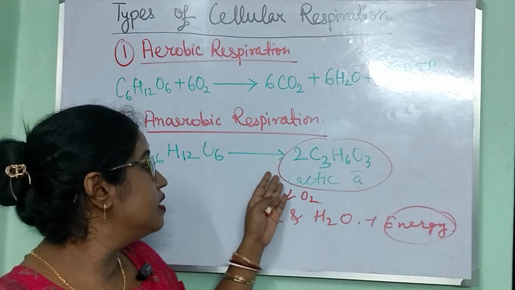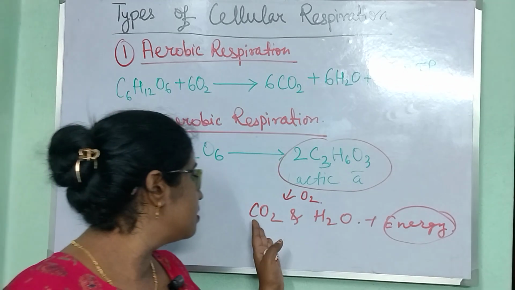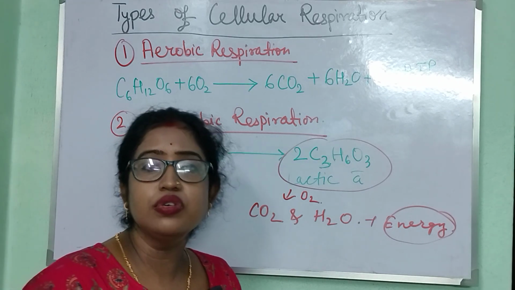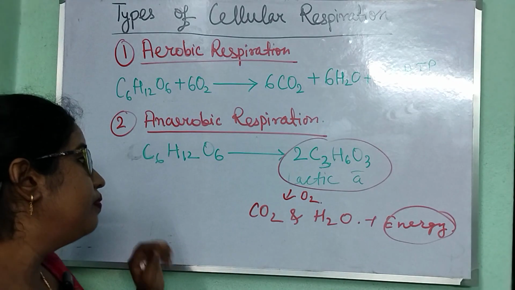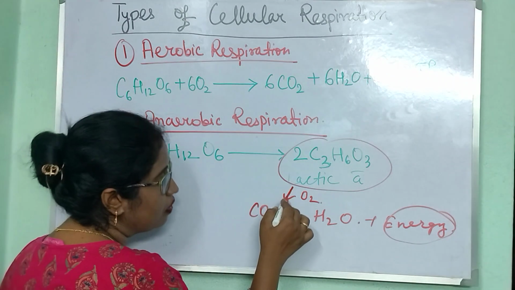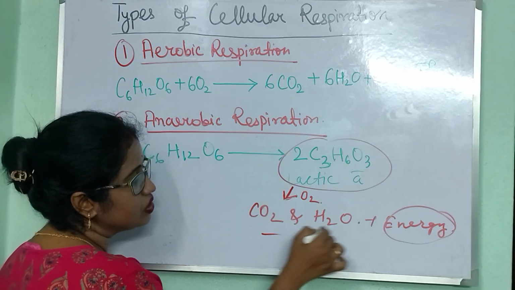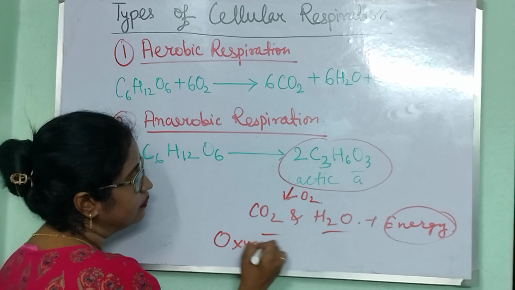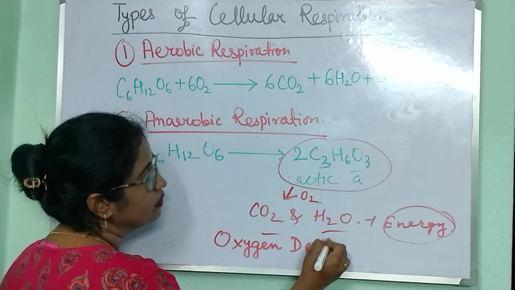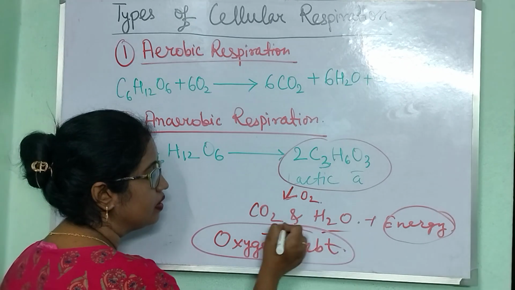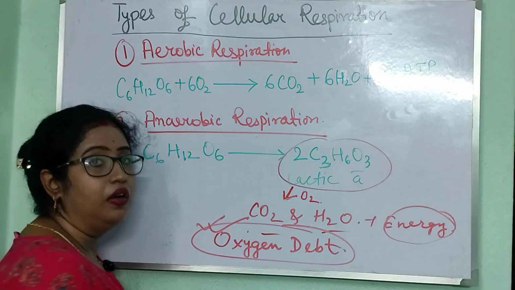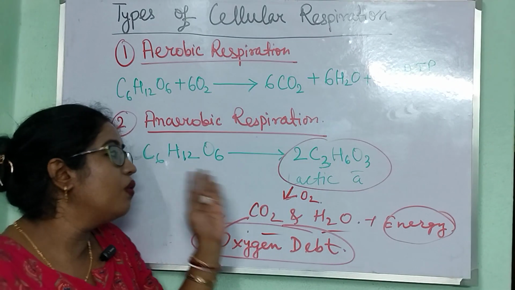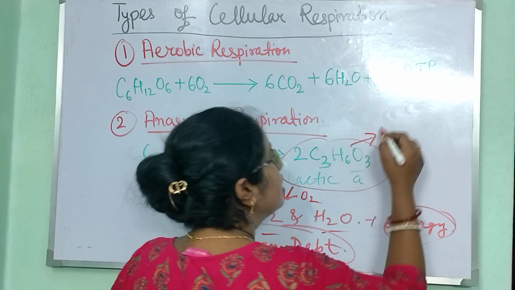When oxygen is sufficient and lactic acid breaks down into CO2, water and energy, our other body parts also recover. This process, in which lactic acid is converted into CO2 and H2O with the help of oxygen, is known as oxygen debt. Oxygen debt is a very important term. What is oxygen debt? The lactic acid is only formed in the muscles or muscle cells.